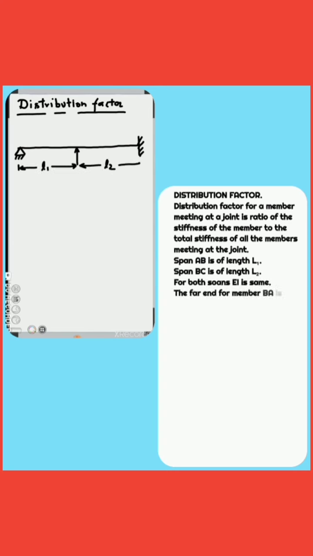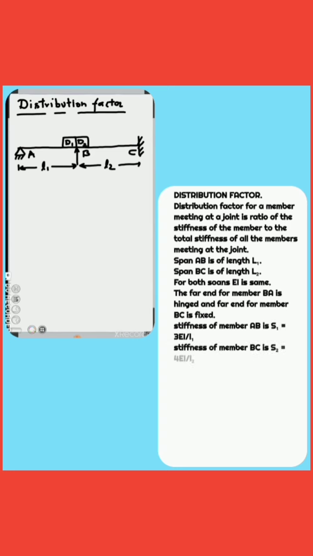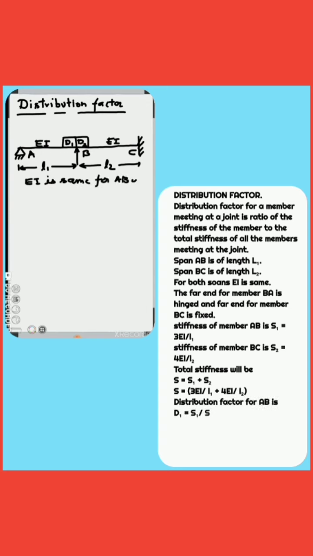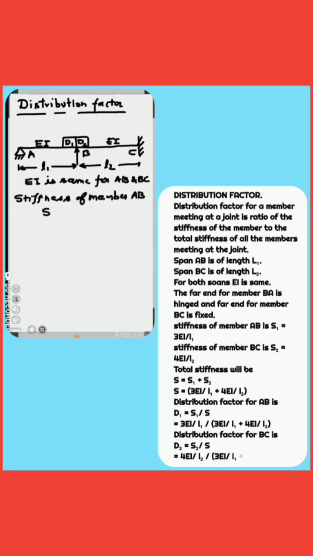Take a continuous beam ABC. Let support A be a hinged support, support B a continuous support, and support C a fixed support. Span AB is of length L1. Span BC is of length L2. Let flexural rigidity be the same for both spans and equal to E I. As can be seen from the diagram, two members BA and BC are meeting at joint B. The far end for member BA is hinged, and the far end for member BC is fixed.